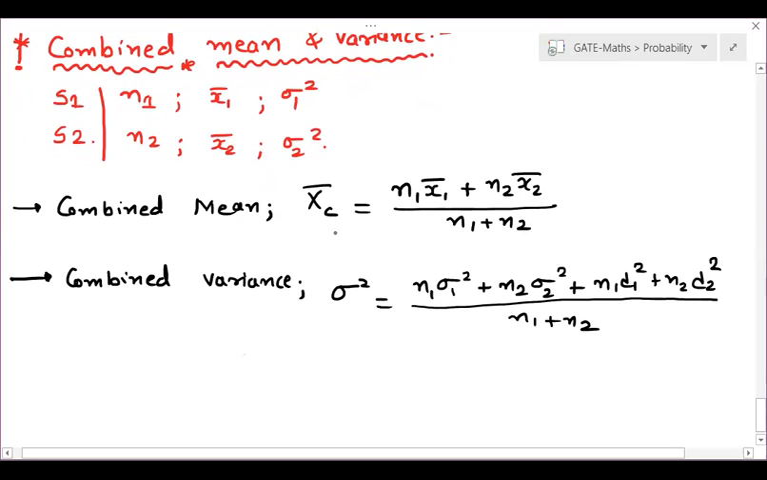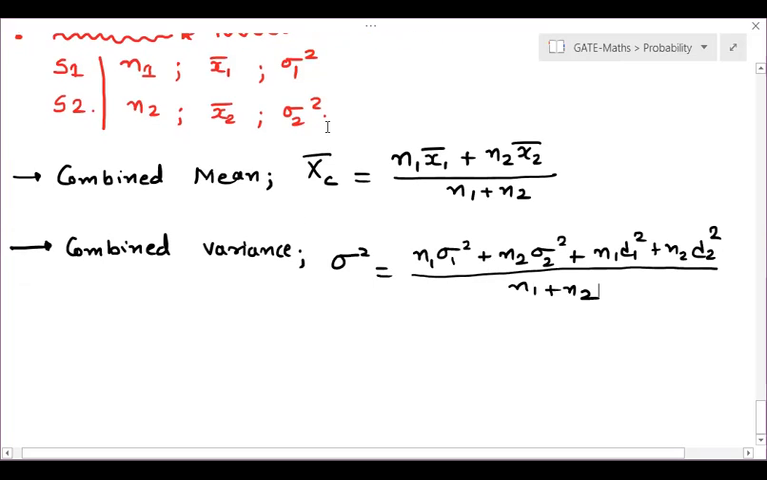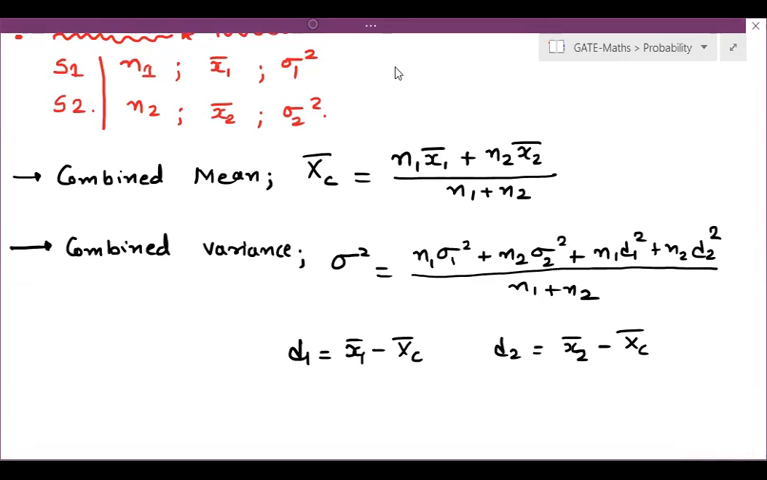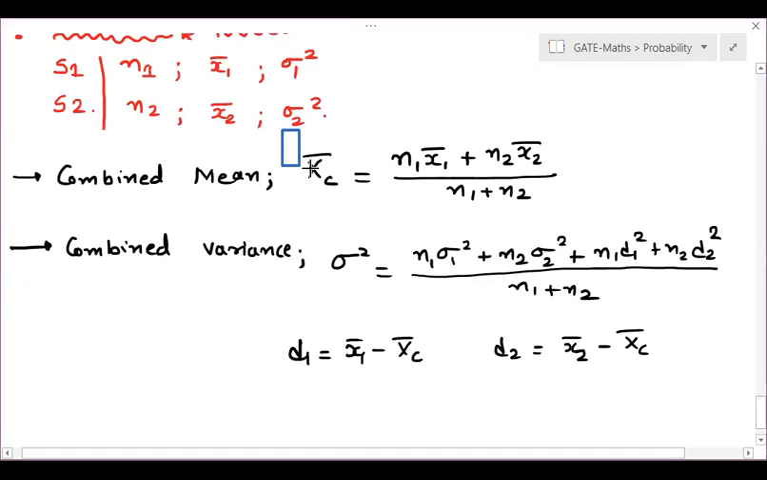Where your sigma 1 is the standard deviation. We already know sigma 1 square is the variance of S1, and sigma 2 square is the variance of S2. What are D1 and D2? D1 is the difference of a mean from the combined mean. So D1 is x1 bar minus the combined x bar, and D2 is x2 bar minus the combined x bar. So these are your formulae for combined mean and variance.